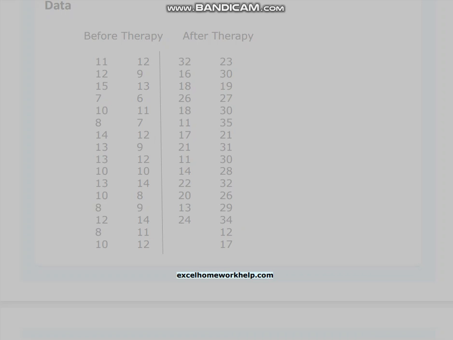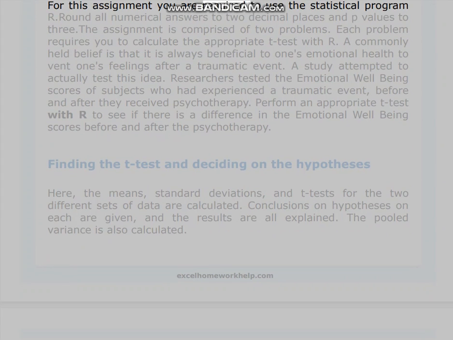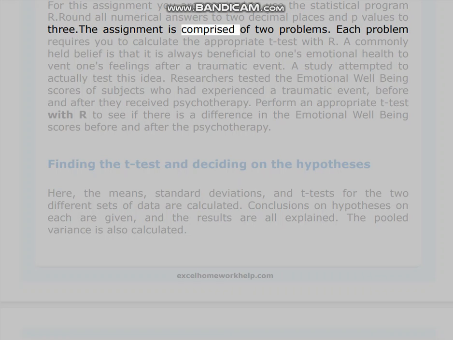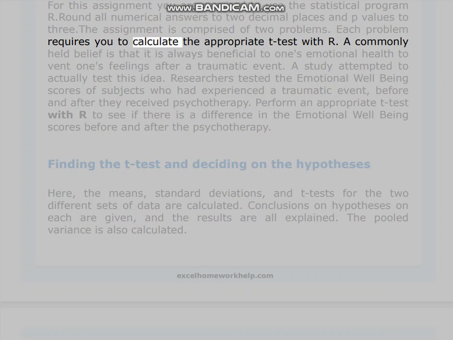For this assignment, you are required to use the statistical program R, round all numerical answers to 2 decimal places and p-values to 3. The assignment is comprised of 2 problems. Each problem requires you to calculate the appropriate t-test with R.